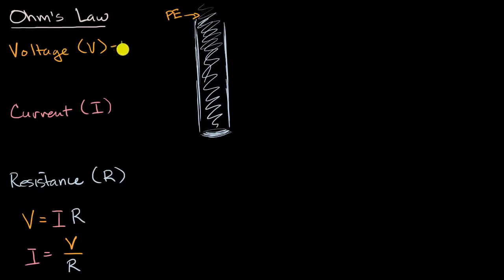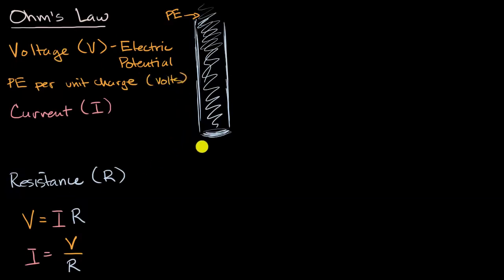Voltage is electric potential. Now, it isn't straight up potential energy. It's actually potential energy per unit charge. So let me write that. Potential energy per unit charge. You could think of it as joules, which is potential energy or units of energy, per coulomb. That is our unit charge. And the units for voltage in general is volts.